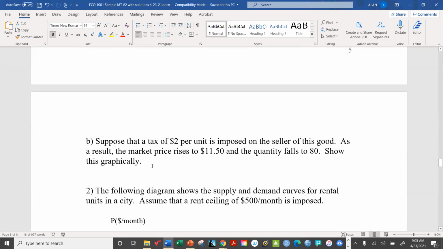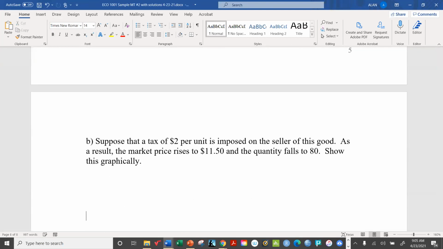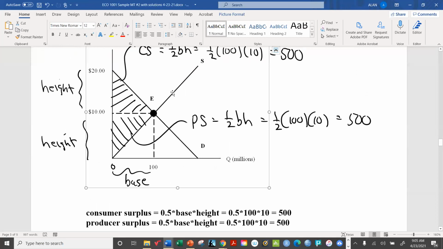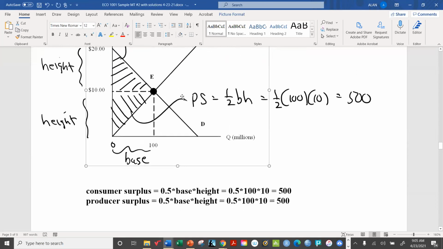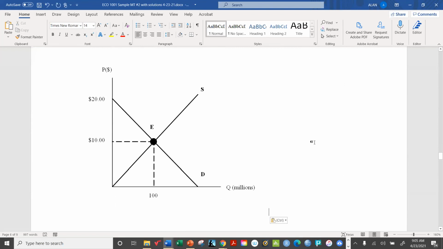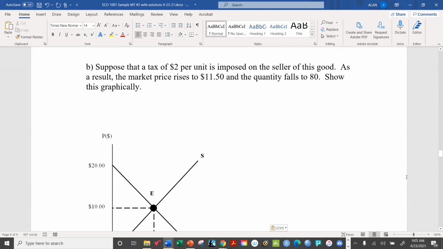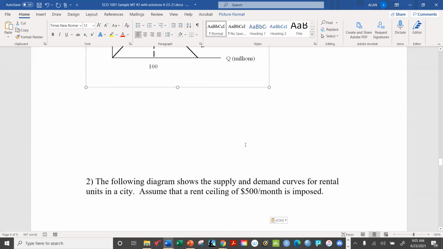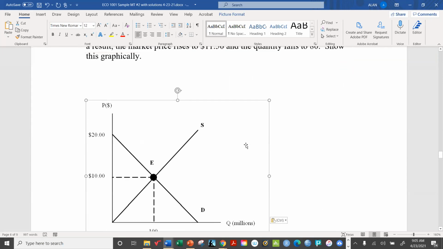Part B. Now this is going to be a tricky one. A tax of $2 is imposed on the seller of this good. So here's what I'm going to do. I need to impose a $2 tax on the seller. Oh, it just wants you to, I see. Maybe in part C. No, okay, no calculations, just show it.